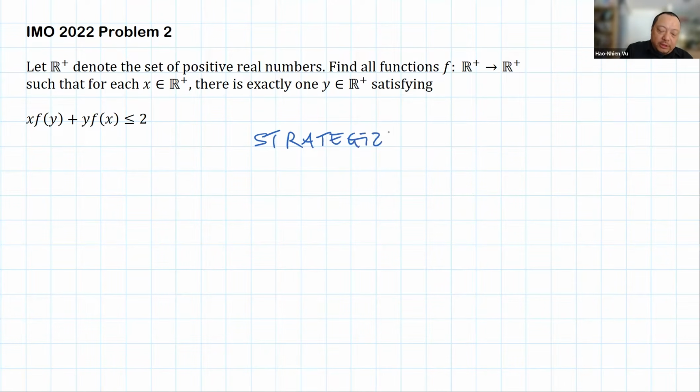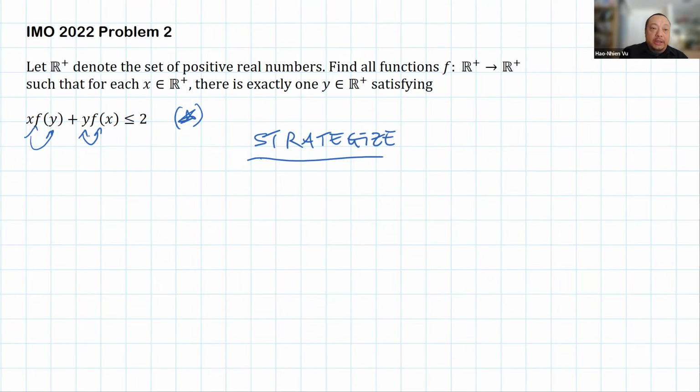I always start out strategizing or doing some scratch paperwork. The first thing you notice is that this inequality here, let's call it star, is symmetric in terms of x and y. If you switch places of x and y, the inequality is still true. So that means that if y is the unique number that goes with x, then x is the unique number that goes with y. The x and y are unique pairs.